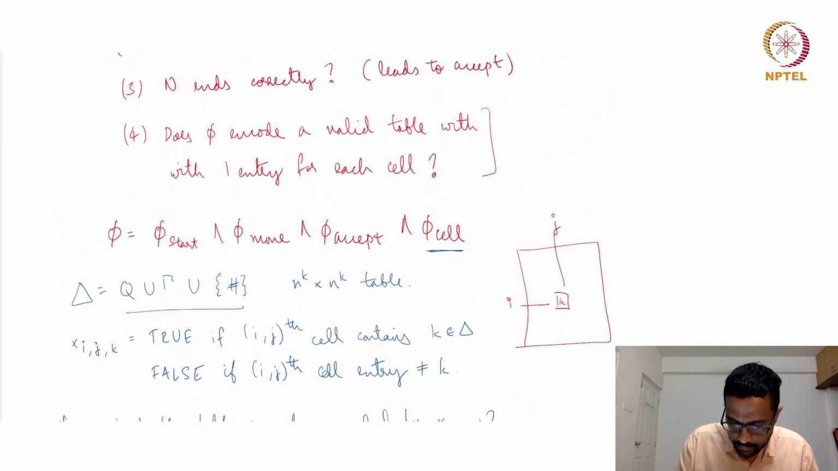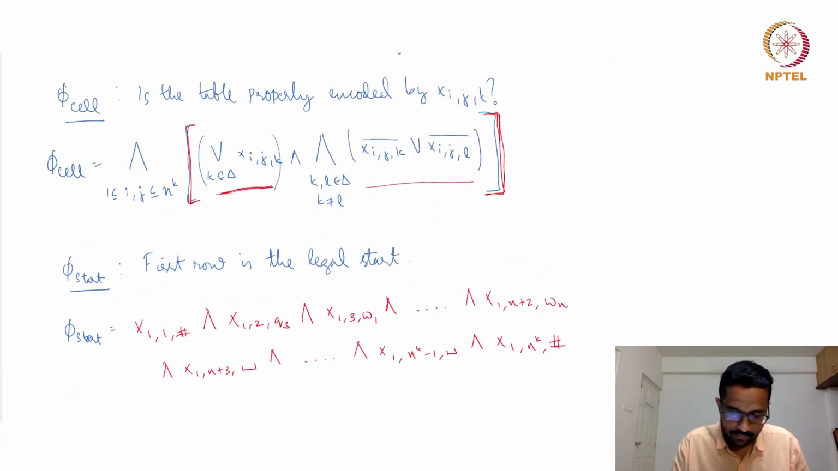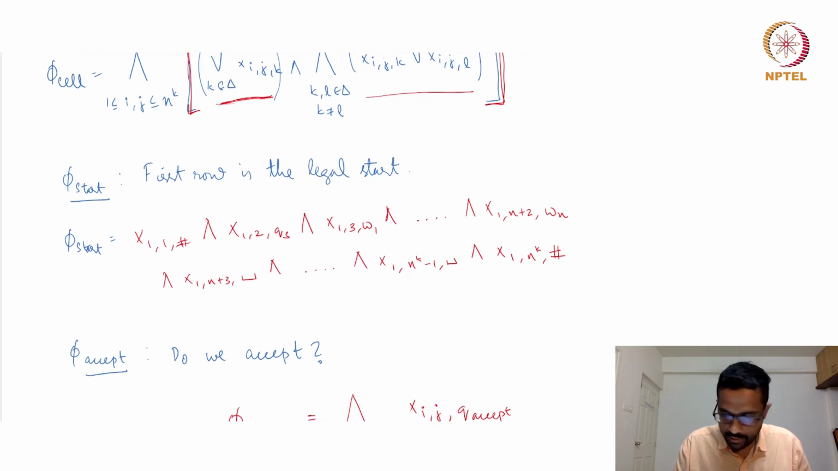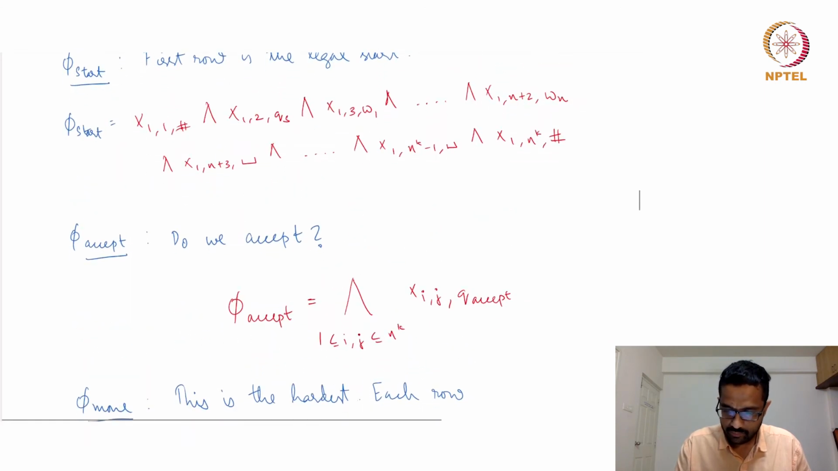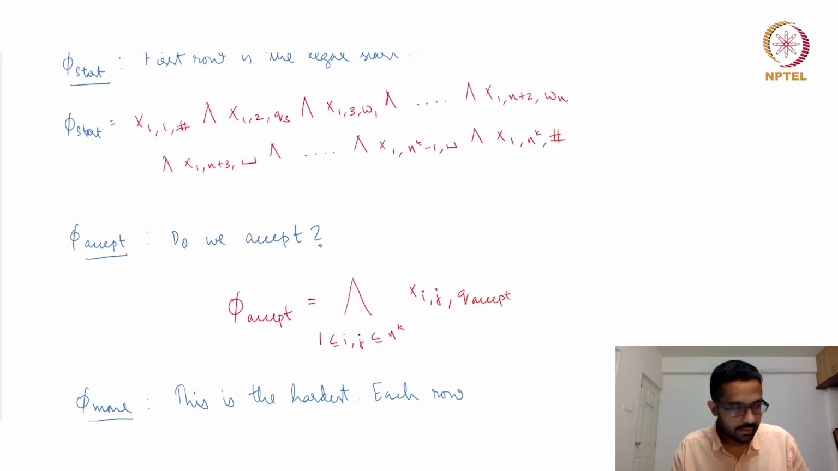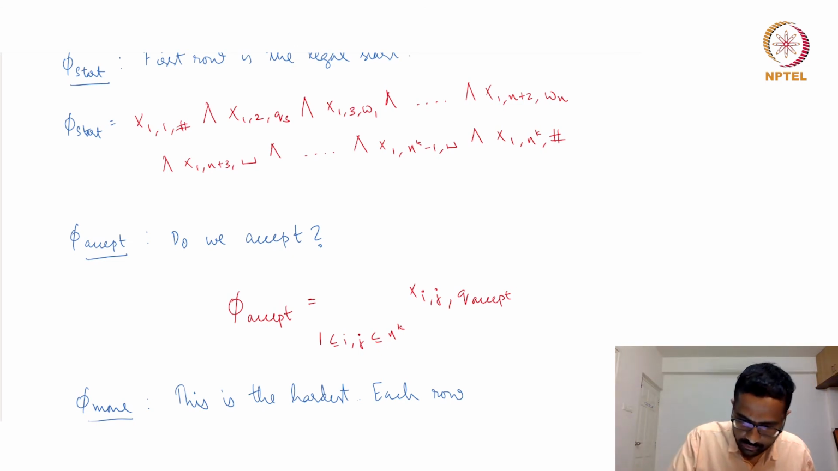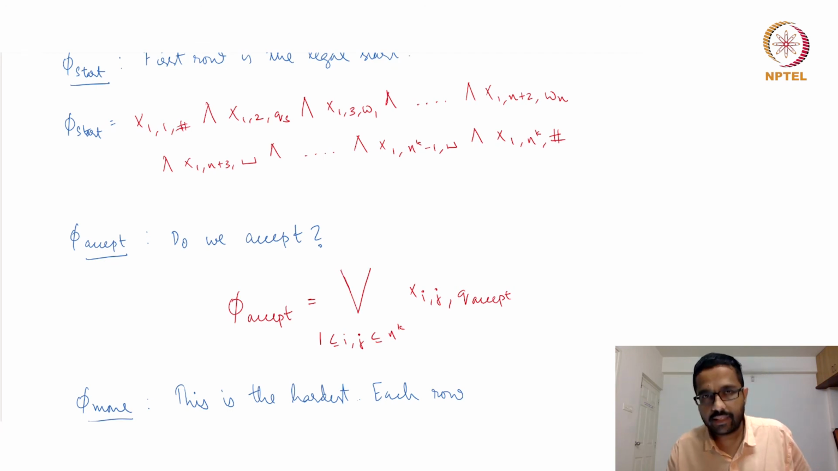So now if each of phi start, phi move, phi accept and phi cell are 3CNF formulas, the AND is also a 3CNF formula, because it's an AND of these things. So let's look at phi cell. It's an AND of some things, but this is not the 3CNF form now. Can we modify it? Phi start is just an AND of things, phi accept is just an AND of things. In fact, I think there is an error here. This is actually wrong. Sorry for the error. It should actually be OR. I apologize for the mistake, and I'll make the correction when I circulate the notes.